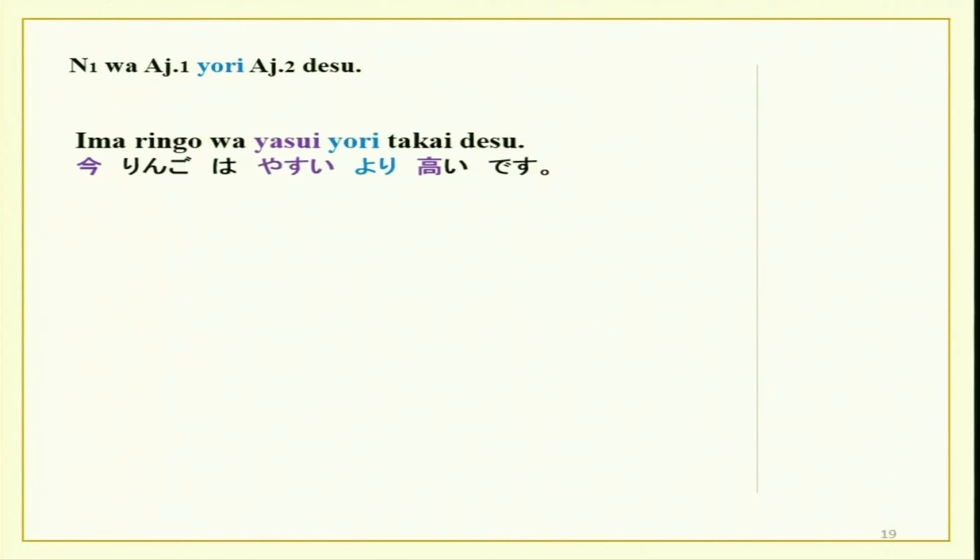Now, in our last slide, we learnt yori with nouns. Similarly, we can do it with adjectives. We can say noun wa adjective 1 yori, adjective 2 desu. How is that done? Ima ringo wa yasui yori takai desu. Instead of being yasui, it's takai. Ima is now. So, ima like this.